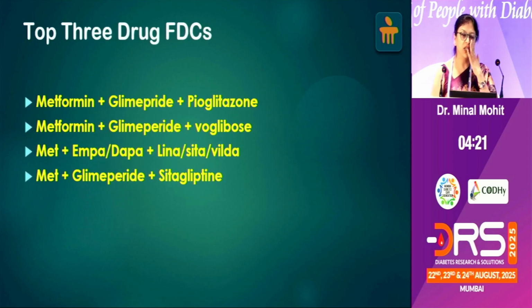So the top 3 drug combinations or FDCs which we have been using since quite some time are metformin, glimepiride and pioglitazone. At times we replace pioglitazone with voglibose. Then we have the non-hypoglycemic FDCs like the empagliflozin-metformin-linagliptin combination. Then you have the latest combination which my chairpersons were mentioning. Now we have DPP-4 put into the basket in that capsule of metformin and glimepiride. So this is the latest 3 drug FDC.